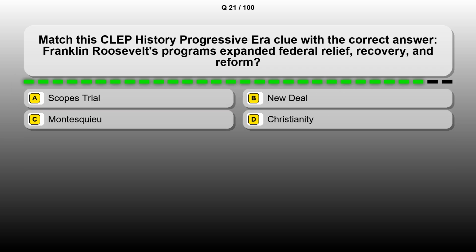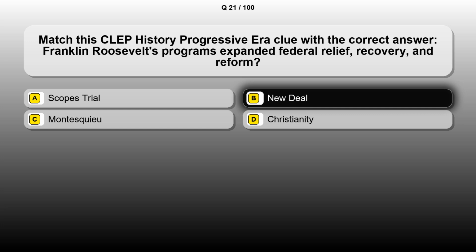Question 21. Match this CLEP History Progressive Era clue with the correct answer. Franklin Roosevelt's programs expanded federal relief, recovery, and reform. Option A, Scopes Trial. Option B, New Deal. Option C, Montesquieu. Option D, Christianity.